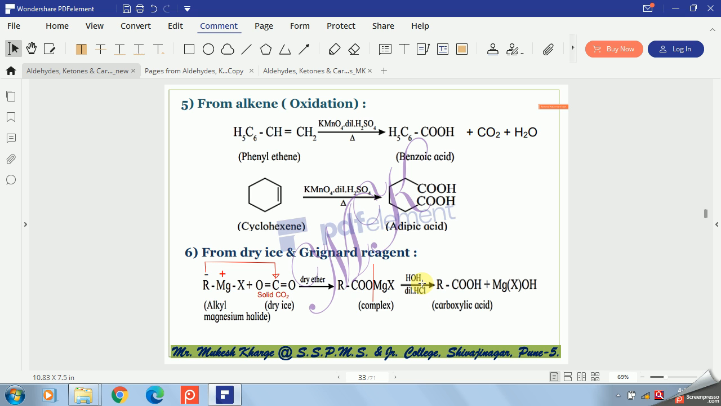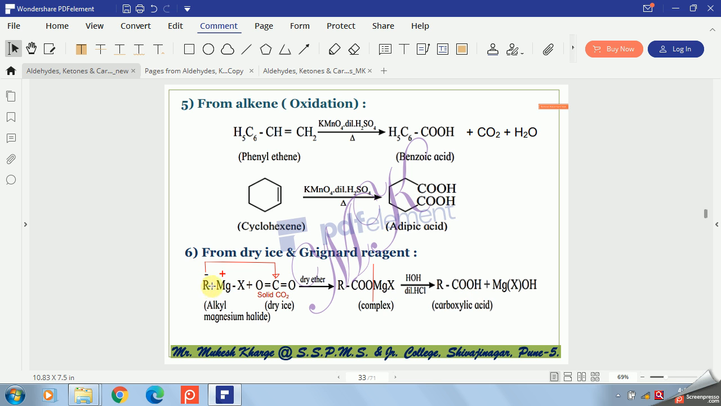That means R MgX reacts with water in presence of acid to give RCOOH plus Mg(X)OH. So we take carboxylic acid from alkyl magnesium halide. If R is equal to CH3, then here we get CH3COOMgX, where X is Cl, Br, or I, and here we get CH3COOH. So if we take methyl magnesium halide, your product is CH3COOH, ethanoic acid, acetic acid.